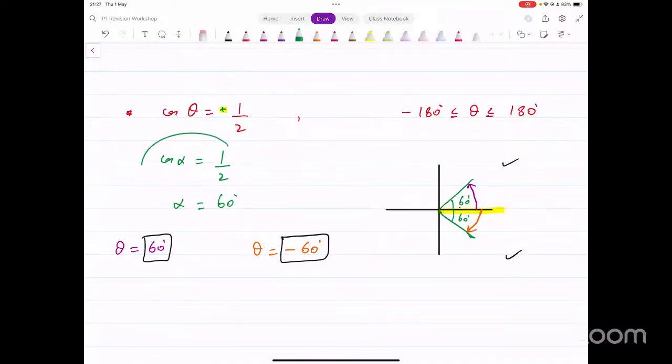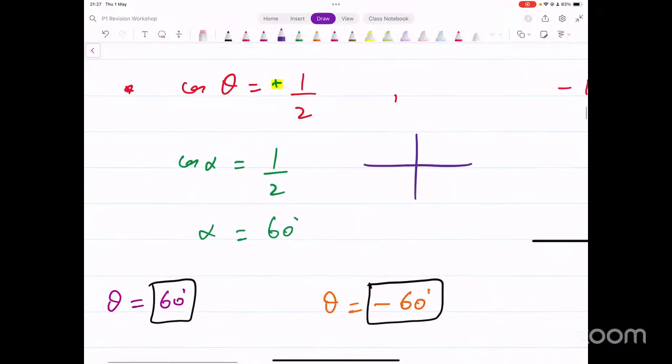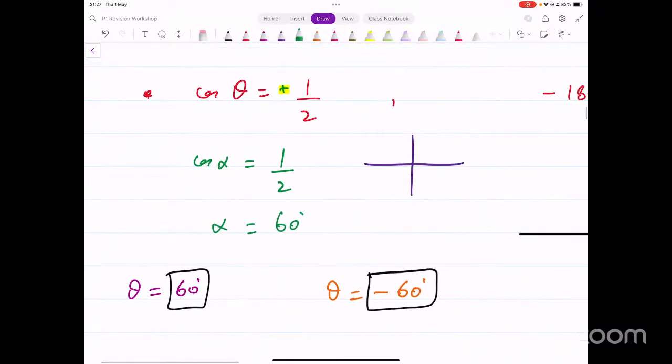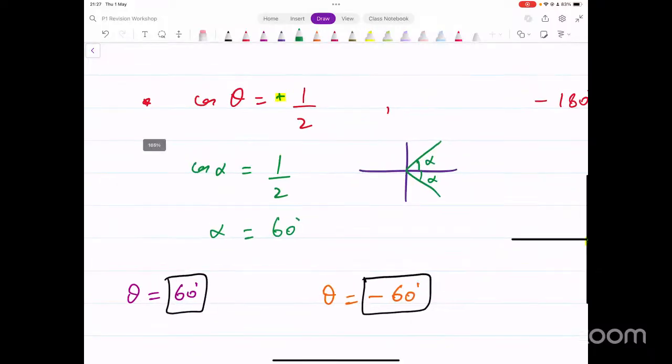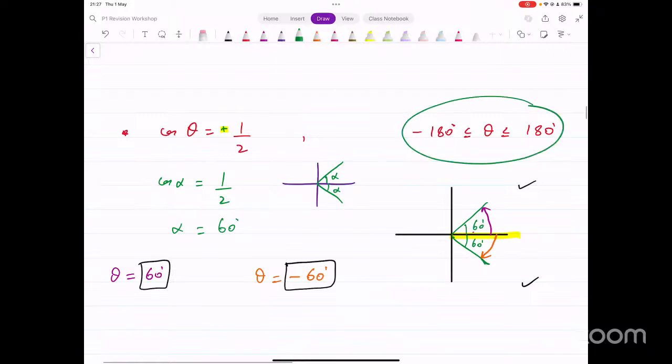You find the basic angle like you normally do. The basic angle turns out to be 60 degrees. You draw quadrants like this. You say, okay, cos is positive. Where is cos positive? Cos is positive in the first quadrant, and it's positive in the fourth quadrant. Now the interval that's given is from minus 180 to plus 180.